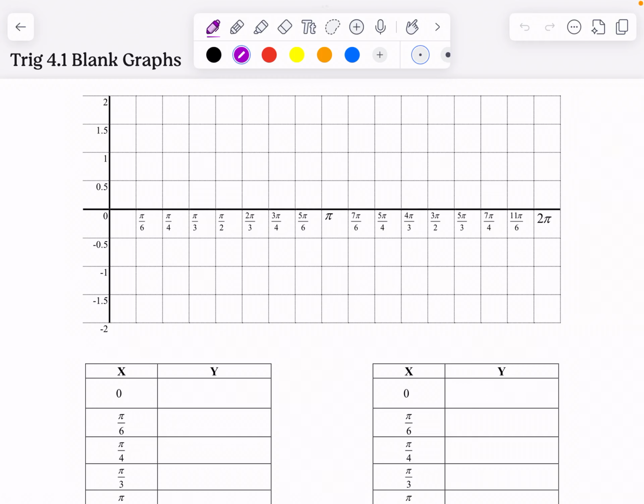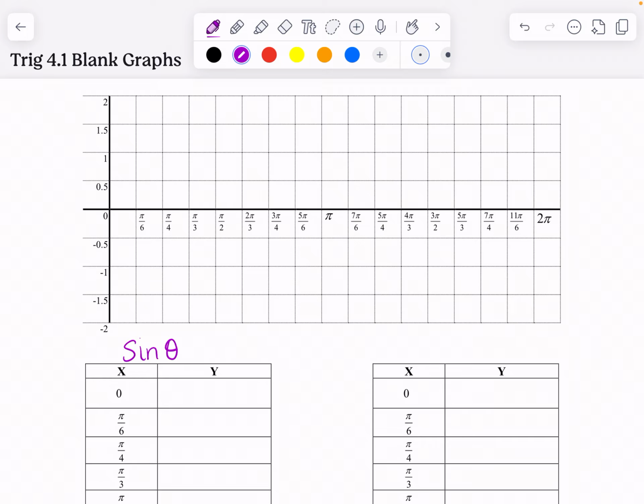Okay. We're going to talk about graphing trig functions. In order to graph trig functions, we need a unit circle. So we're going to take our unit circle and we're going to graph our trig functions from our unit circle. The first one that we're going to graph is sine.